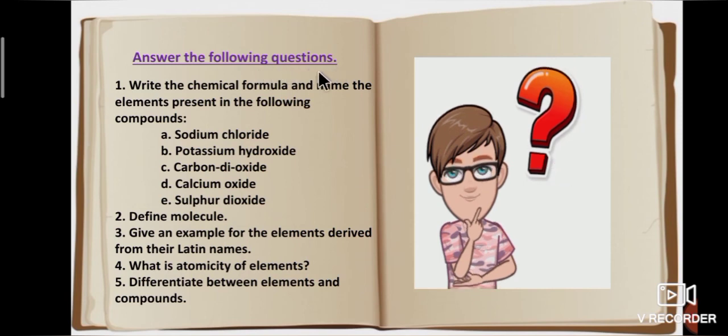Answer the following questions. First question, write the chemical formula and name the elements present in the following compounds. First one sodium chloride, second one potassium hydroxide, third one carbon dioxide, fourth one calcium oxide, fifth one sulfur dioxide. Second question, define molecule. Third question, give an example for the elements derived from their Latin names. Fourth question, what is the atomicity of elements? Fifth question, differentiate between elements and compounds.